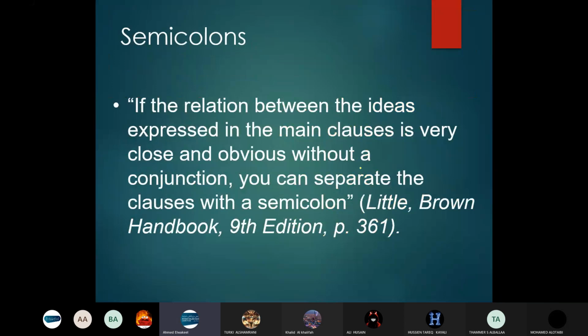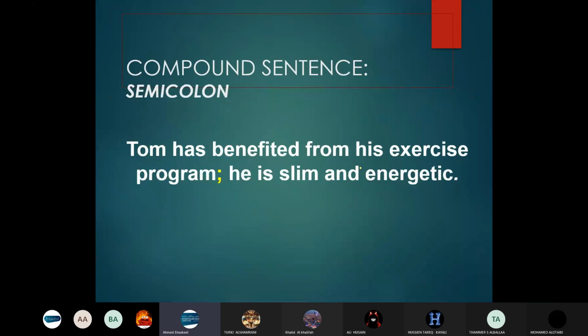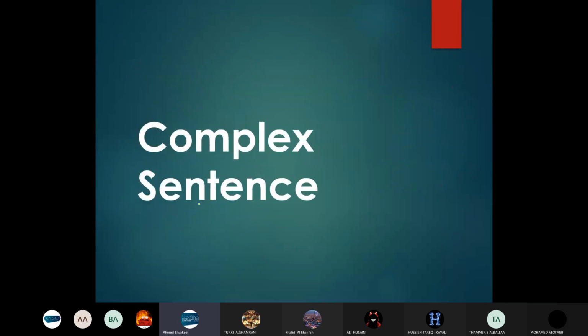The semicolon is pretty easy. Two simple sentences, and instead of the comma and conjunction between, just add the semicolon. For example, Tom has benefited from his exercise program and he is slim and energetic. So instead of adding the comma and, we put the semicolon. It gives the same meaning. Now we also have the compound sentence.